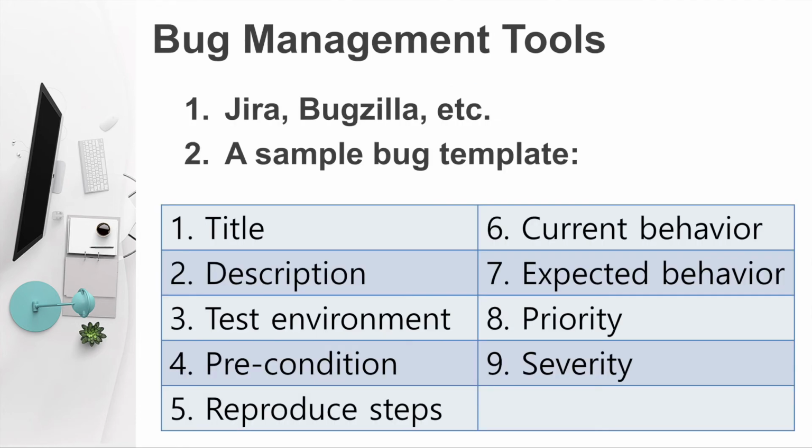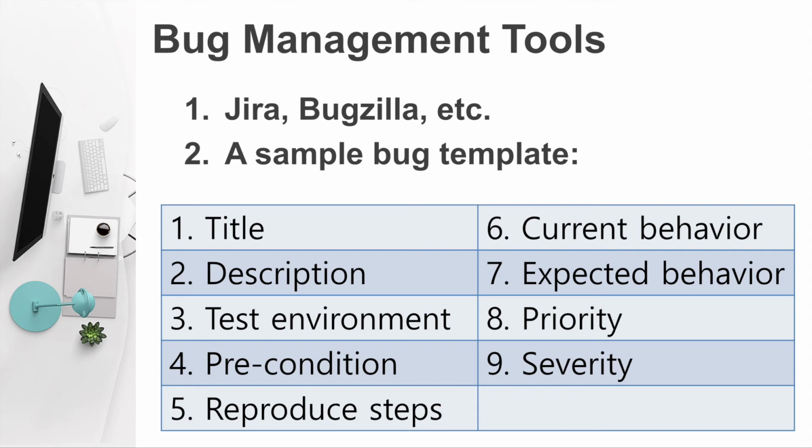Normally, in every application under test, the number of bugs could be huge. We need a good way to track bugs and manage them. This is normally done with some bug management tools like Jira and Bugzilla. Normally, there are web applications where you can create bugs, assign them to different people, and change status according to the bug lifecycle. Here I provide a sample bug template.